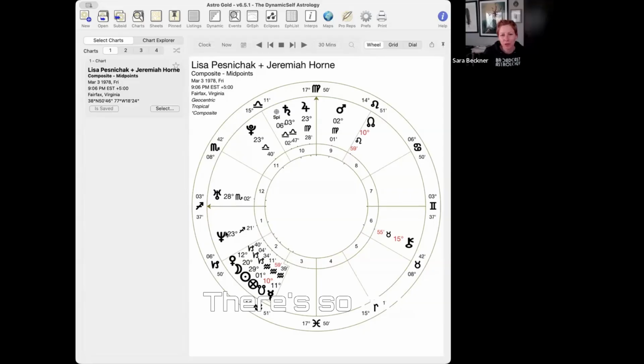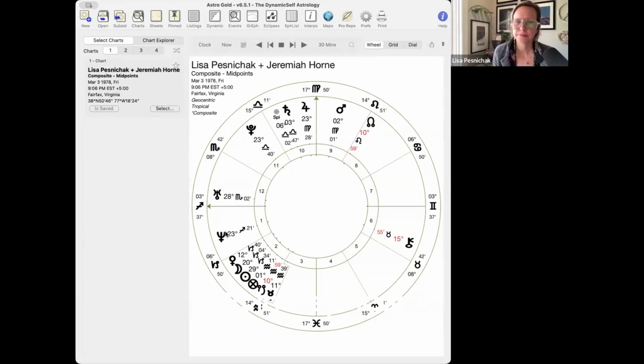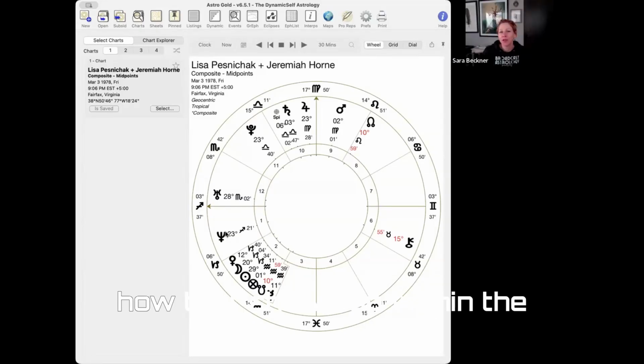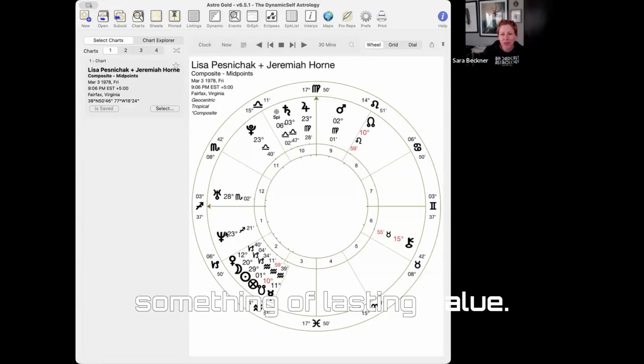Yeah, there's so much Capricorn too. You have the moon, the sun, and Venus all in Capricorn. Can you say something about how that shows up within the relationship as perhaps the need to achieve, to work together, to accomplish something, to build something of lasting value?